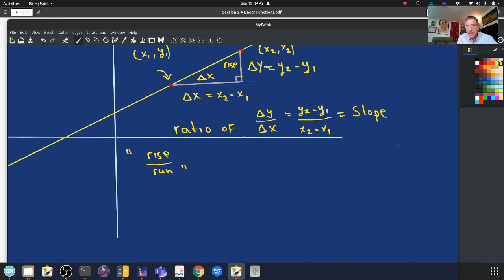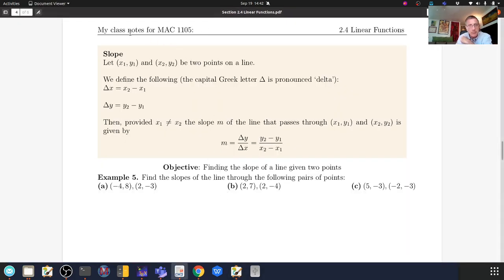And we identify slope many times with the letter M. M stands for slope. So let's go back and see what we're doing. So let's find the slope of a line given 2 points.